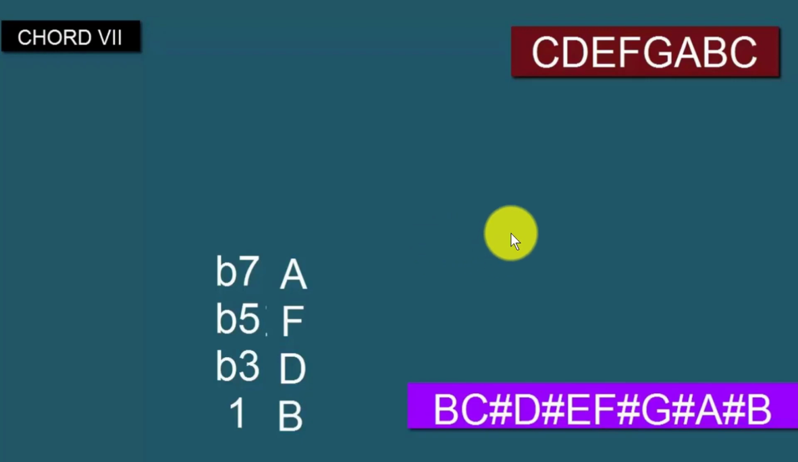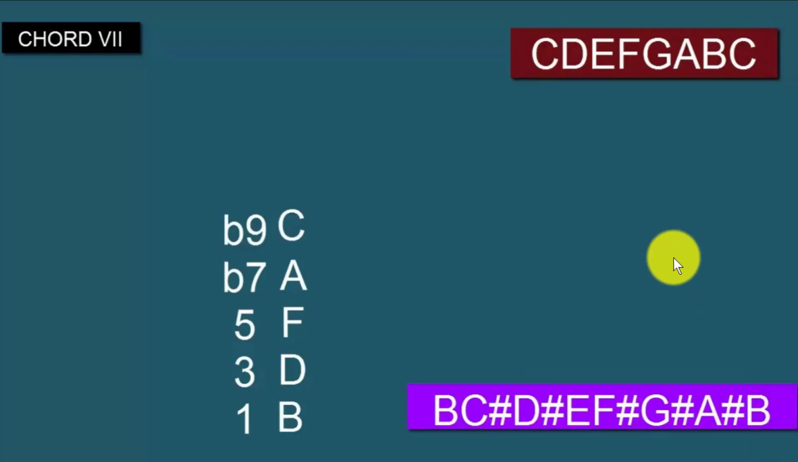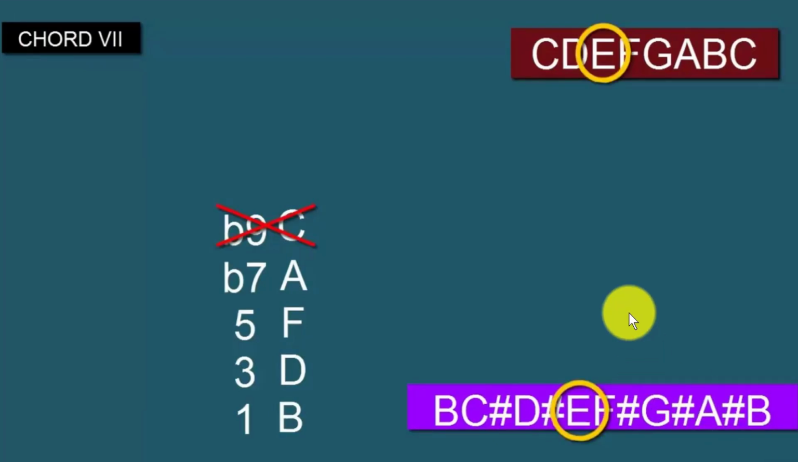So let's see what the first tension is. The first tension that we're looking at is this C. Now in C major it's just a C, but in B major it's C sharp, so it's got to be a flat 9. So let's have a look at that. As you can see, it's a flat 9, which is a minor 9th above this C. So that's out, isn't it? So we'll just cross that out.